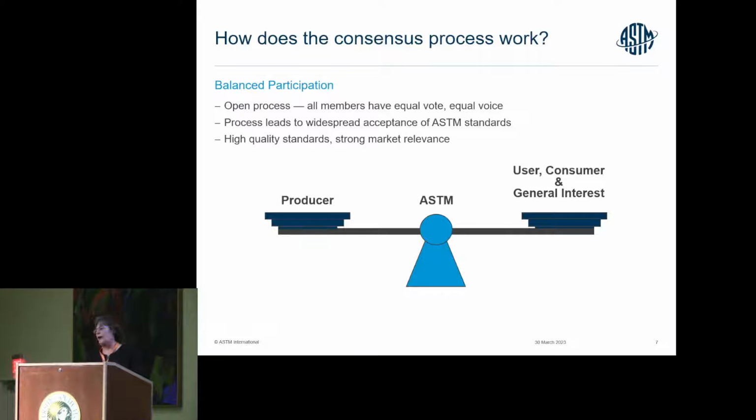So, for example, I would be classified as a user since I use the standards in my work every day, and probably most people in this room would be users. Equipment manufacturers would be classified as producers. So your balance is maintained.